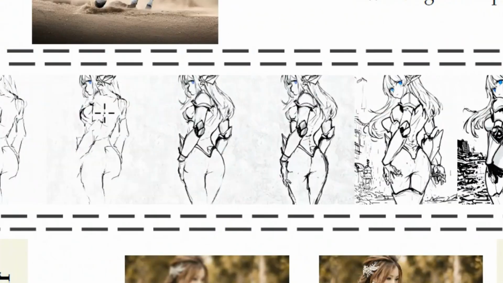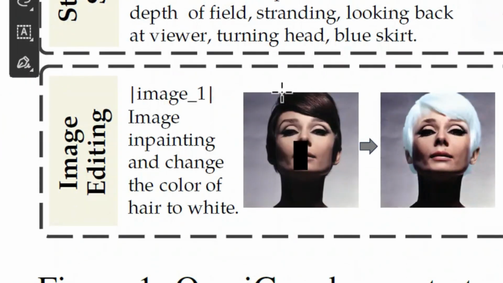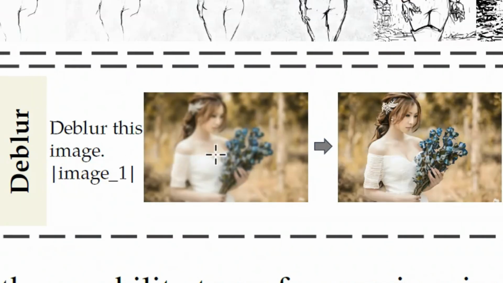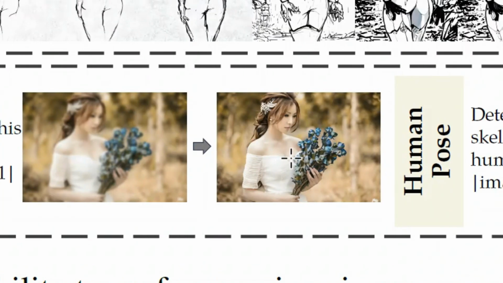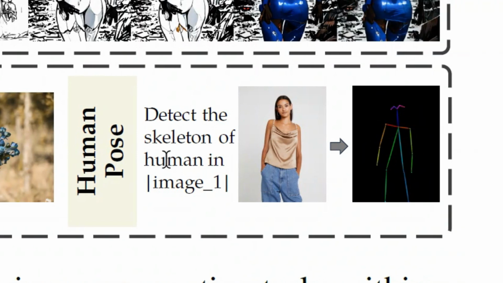Next is image editing. So image in painting and change the color of hair to white. So this image, it's able to change to white. So deblur this image. So we can see that it's able to perfectly deblur the image. Human pose, detect the skeleton in the image. So this is the person and this is the skeleton here.